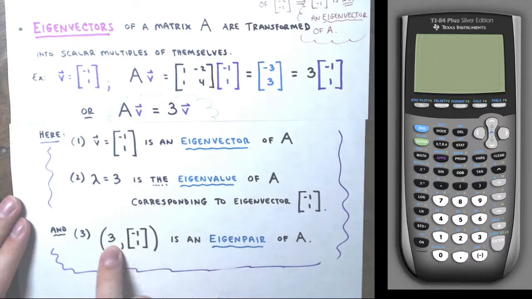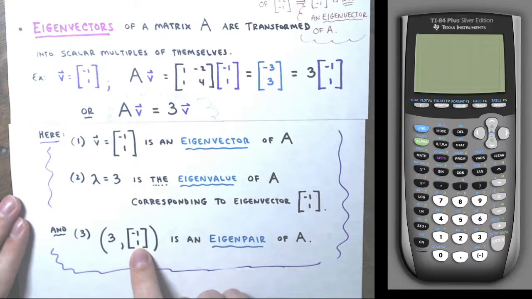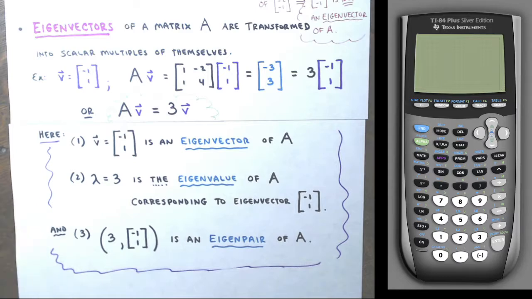And then putting these together, we get an eigenpair of matrix A. Again, the first component in these eigenpairs is simply the eigenvalue, and the eigenvector corresponding to it is the second component. So this ordered pair with 3 comma and then the vector -1, 1 is an eigenpair of A. And again, all this means is that the matrix A times this vector would give me an output that's 3 times that vector. The output would be the scalar multiple of that vector. That's 3 times it.